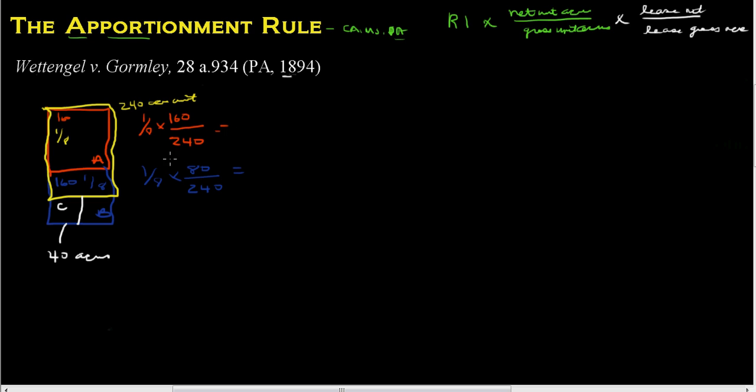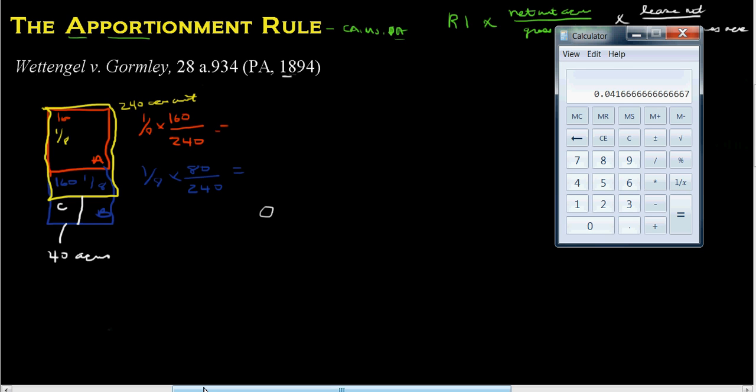What would C's interest be in a non-apportionment state? C's interest would be 0 because C's 40 acres is not in the unit. Okay, so even if B had never sold it, this part of the acres would not be included in the calculation because it was not a part of the unit. So C would have 0 interest.